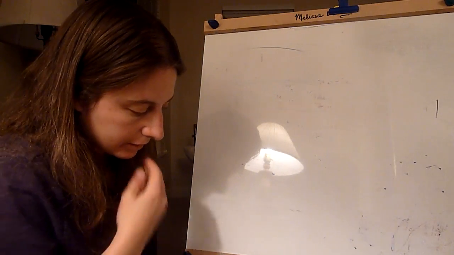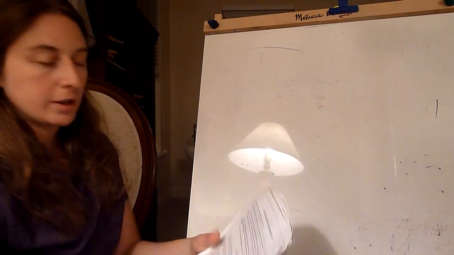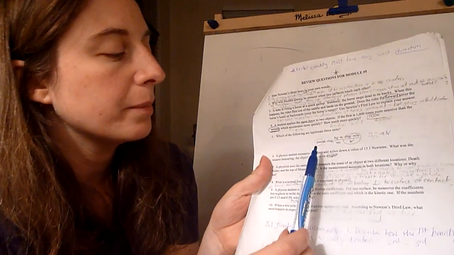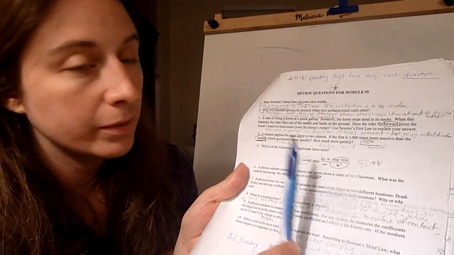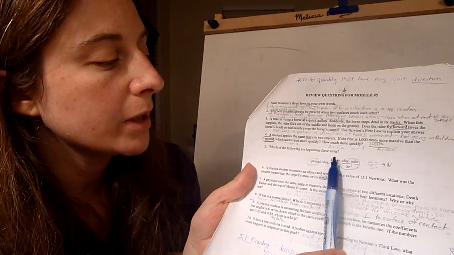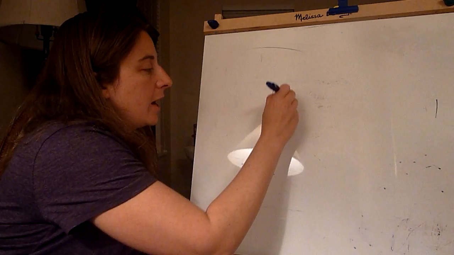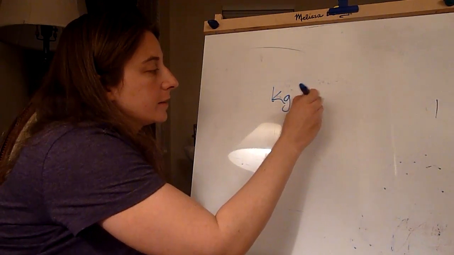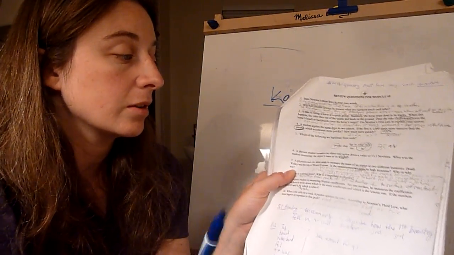Let's see. Number 5. Which of the following is a legitimate force unit? So here you see pounds, that's the English force unit. Slug, well that's the English mass unit, so no, that's not a force unit. Kilogram meter per second, well, we know force units have to have a mass times a distance divided by a time squared. This doesn't have that. So kilogram meter per second is not a force unit.